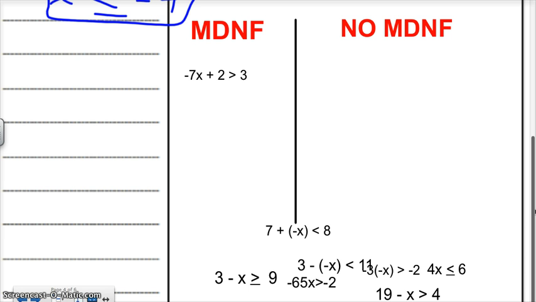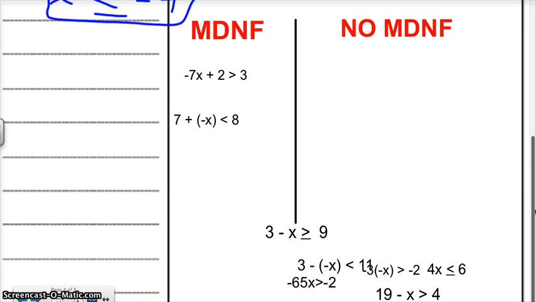7 plus a negative x is less than 8. Would I MD&F that? Do I have a negative to the left? Yes, I do have a negative to the left. In the end, I would MD&F it, because I can rewrite that as 7 minus x is less than 8. It's like a negative 1 times x.